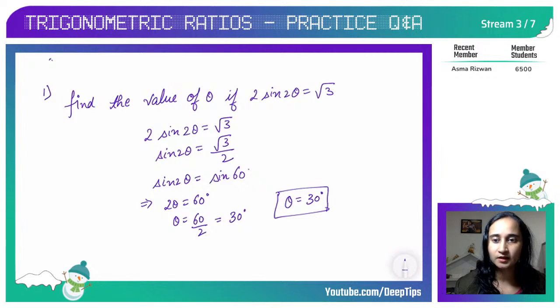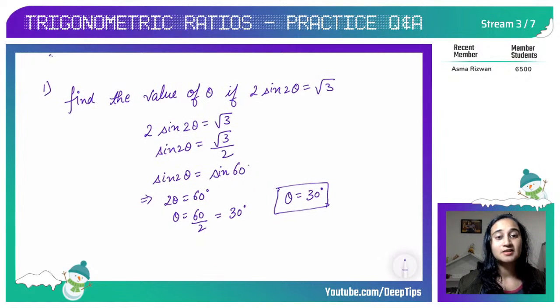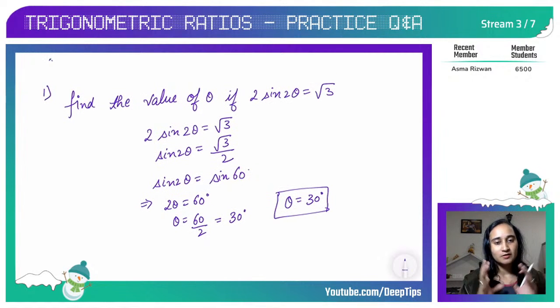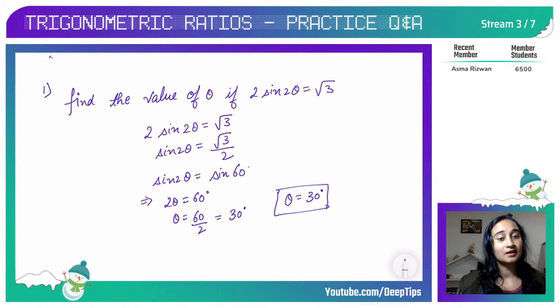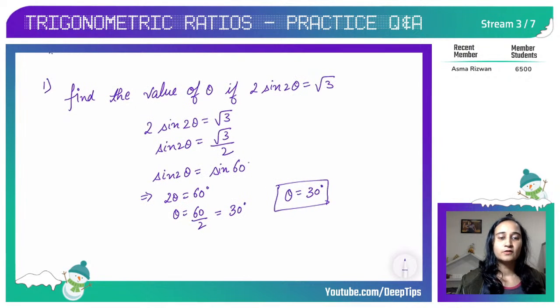So gradually the intensity of the questions will increase. I never start with the difficult ones. I always try to build the foundation first, and then I move on to higher order problems. So this is the use of trigonometric ratios that we learned in our yesterday class, and how we use those values in the questions that are asked in board exams. Okay, so I'll be back with the second question.